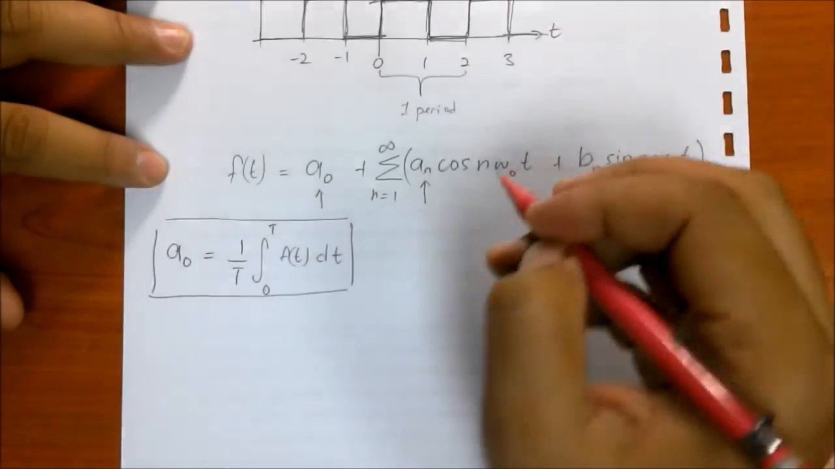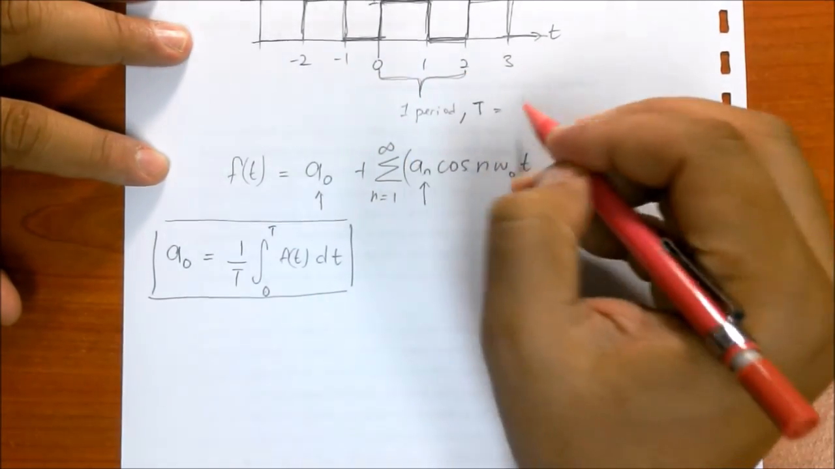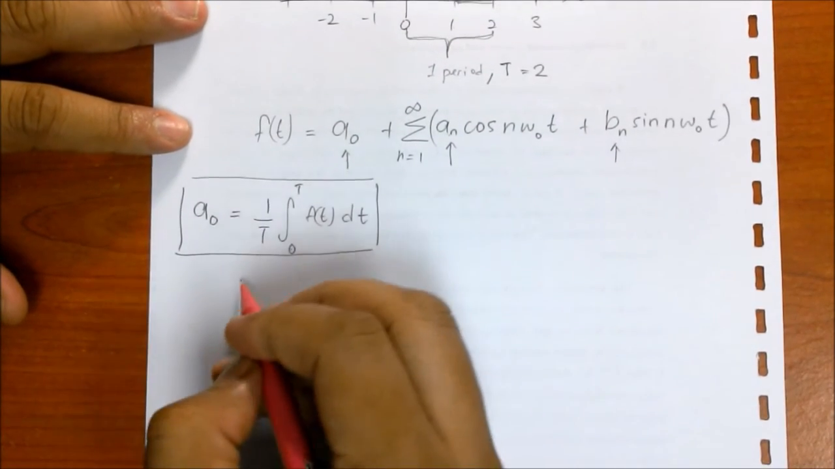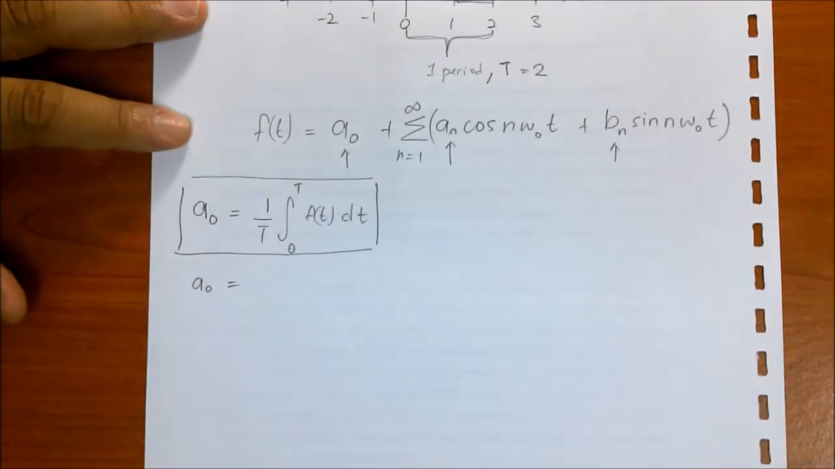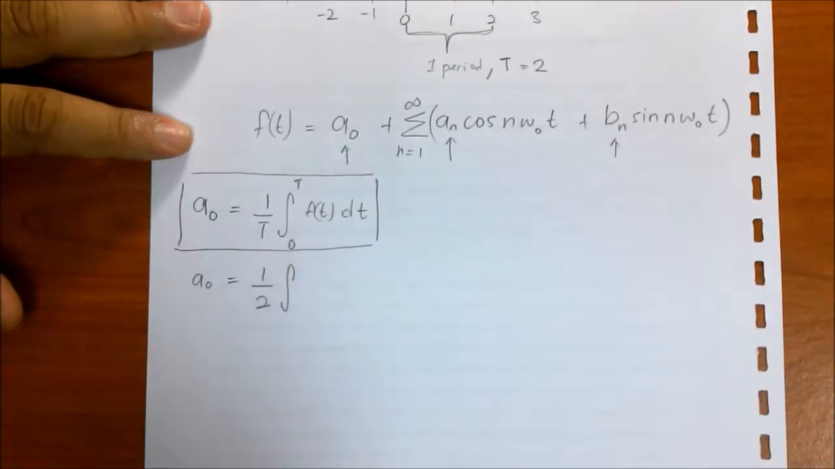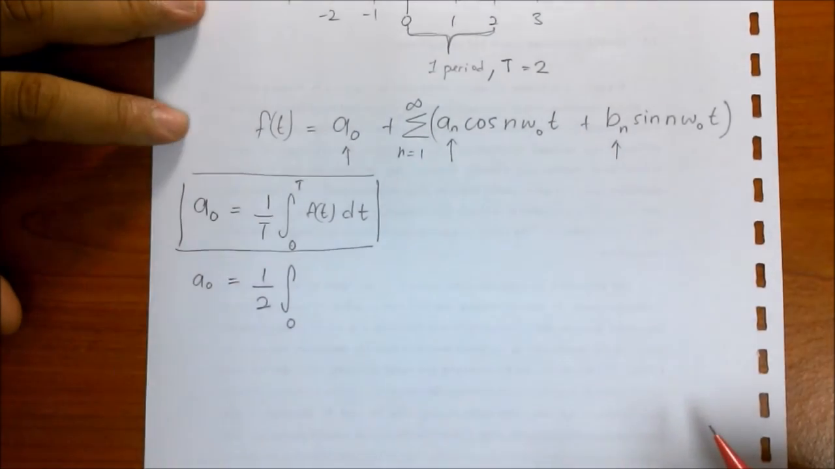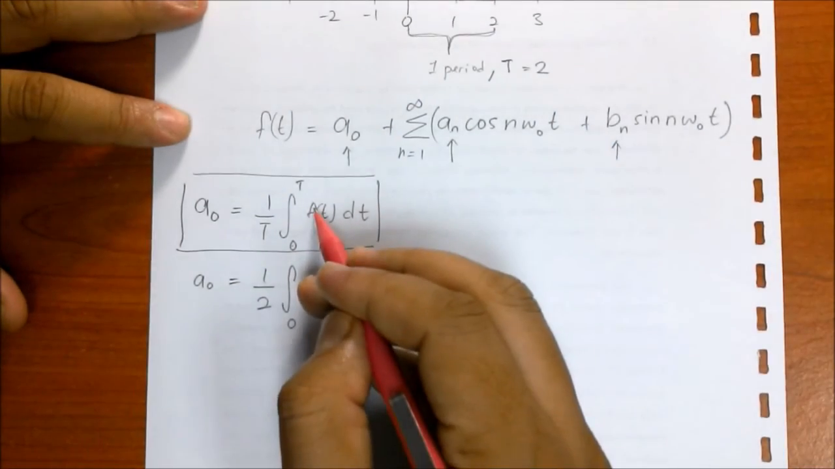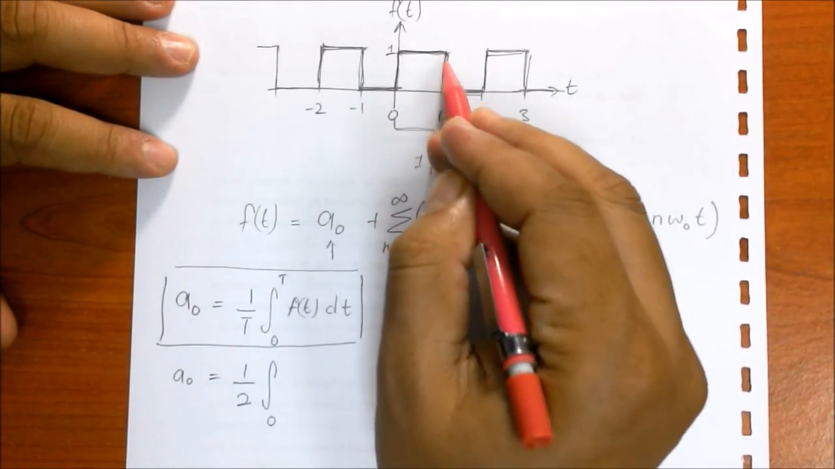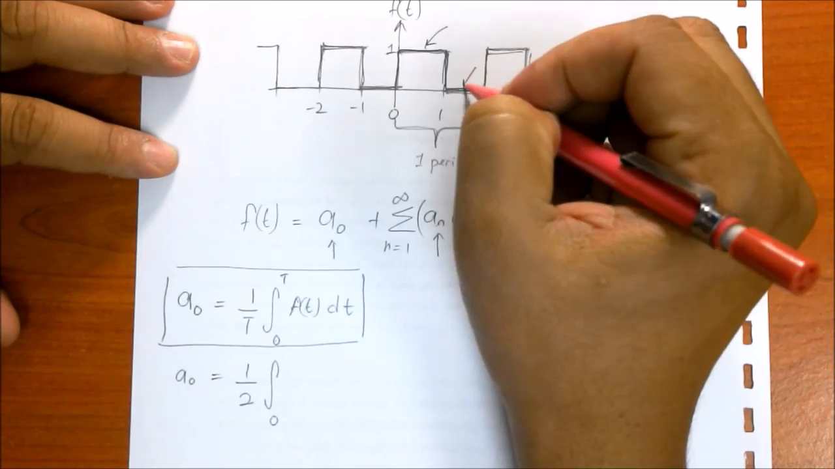So this is the general equation for a0, or a naught. Right, so what is T? One period is T, so T is in this case from 0 to 2. So here we can complete the equation for a0. Hang on, we have to look at the waveform first. f(t) is the function of the waveform. So what is f(t)? f(t) is this, and f(t) is this.